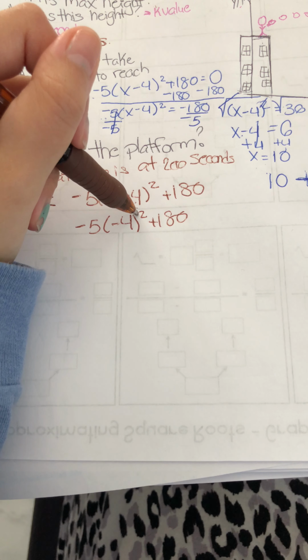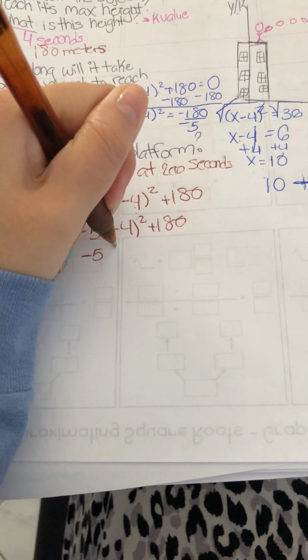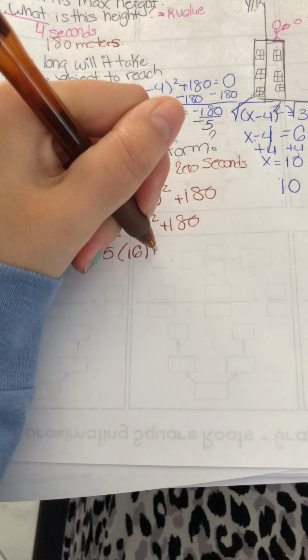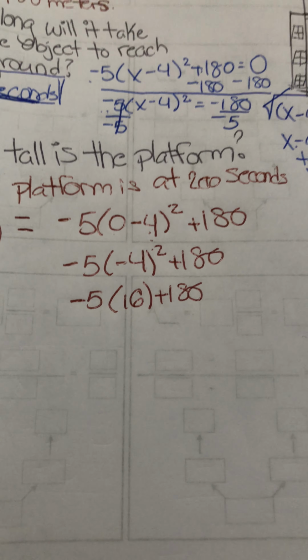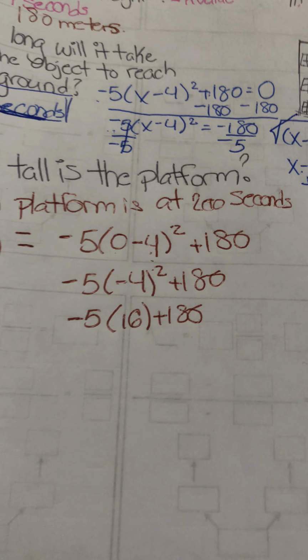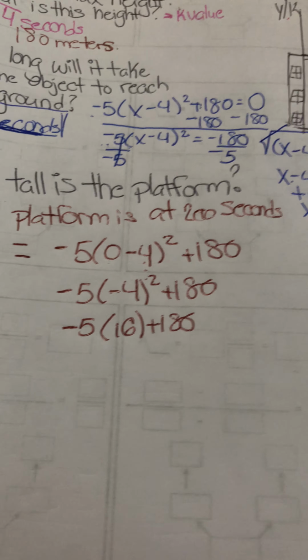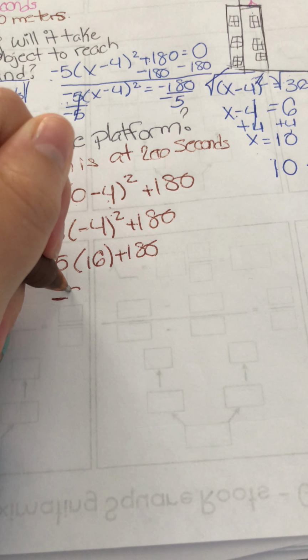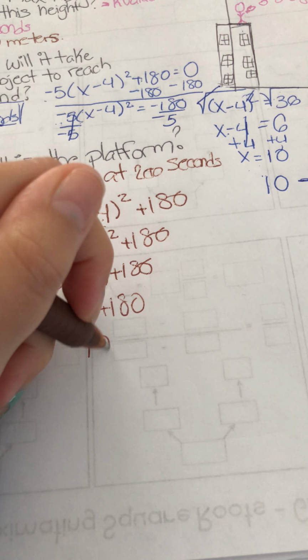Then you do the exponents. -4 squared, that's -4 times itself, which is positive 16 plus 180. Then I have to do -5, using my calculator here, -5 times 16 is -80, plus 180 is 100.